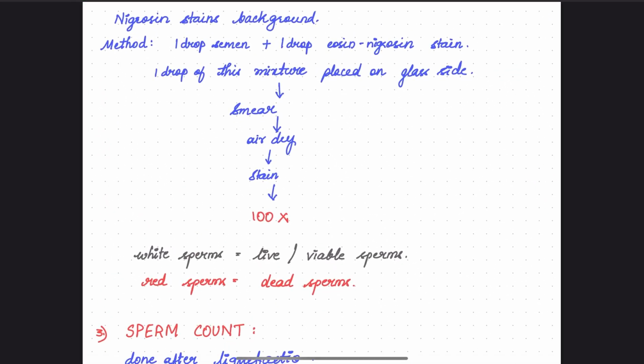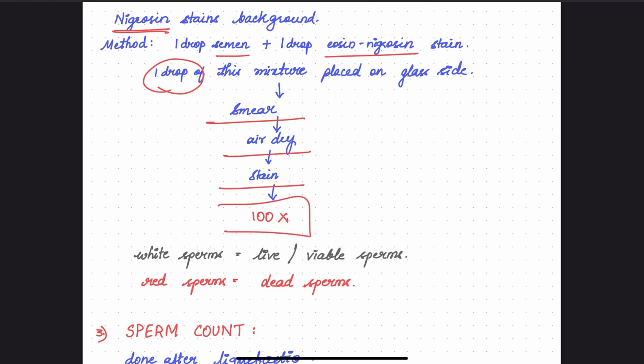Eosin stains the sperms, whereas nigrosin stains the background. In this method, you mix one drop of semen with one drop of nigrosin stain. You mix it well, and one drop of this mixture is placed on the glass slide. You make a smear of it, let it air dry, stain it, and observe under the oil immersion 100x lens.